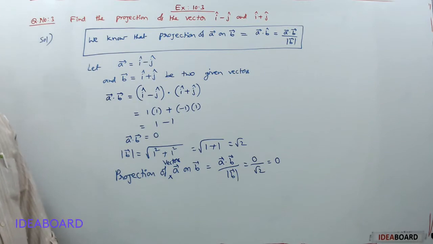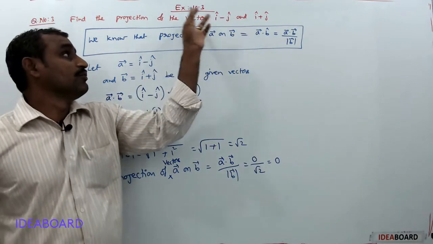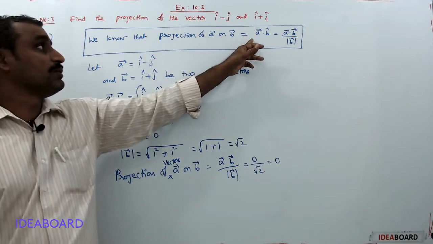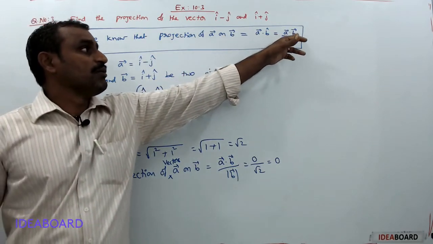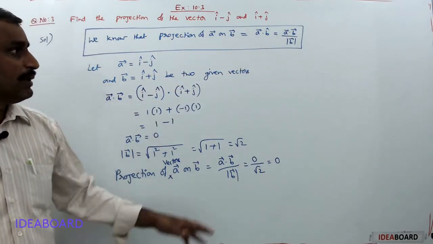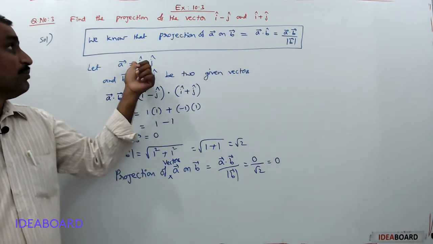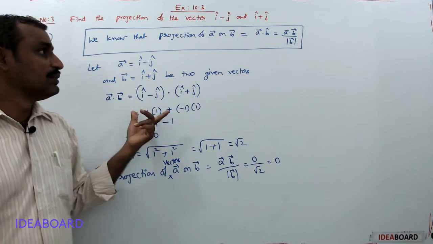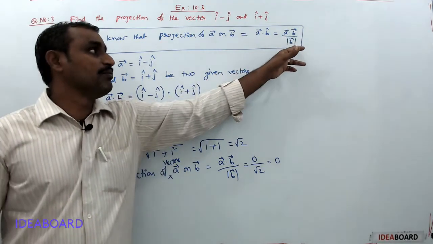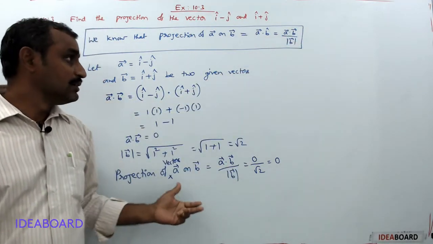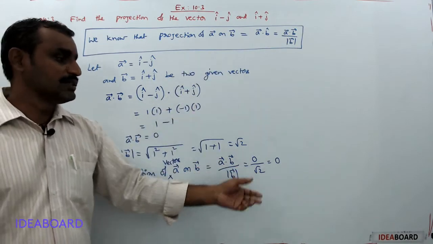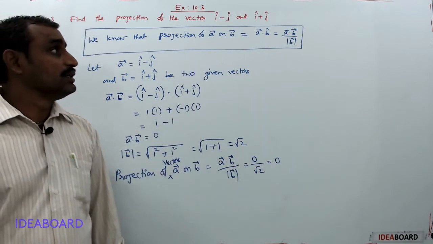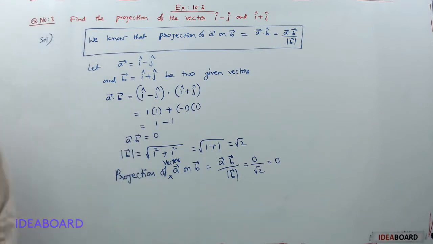So now here, what they given? Two vectors they given. We wanted to calculate projection. So we know that projection of a bar on b bar, what is the formula? A bar dot b bar by magnitude of b bar. So first we are assuming the given vectors, one is a bar, another one is b bar. Then find the a bar dot b bar and magnitude of b bar separately. Then apply in the formula, then you will get the result. So now note down. Next question we will discuss now.